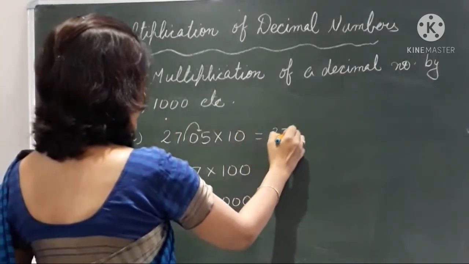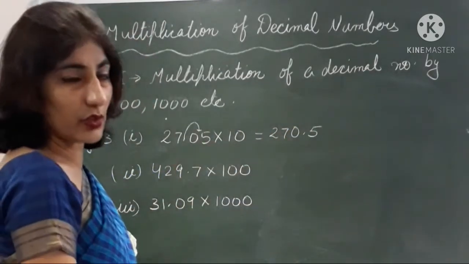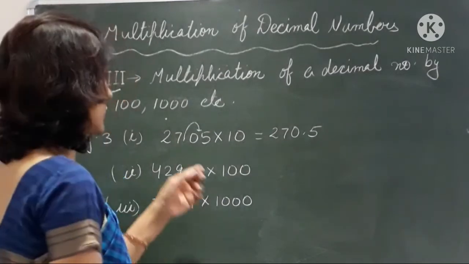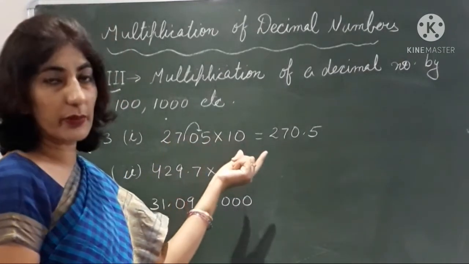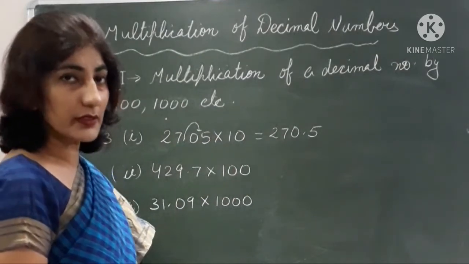27.05 will become 270.5, shifting the decimal one place to the right. Otherwise you can do the other method also, multiplying the decimal by a whole number. First leave the decimal point, multiply them, and then put the decimal.